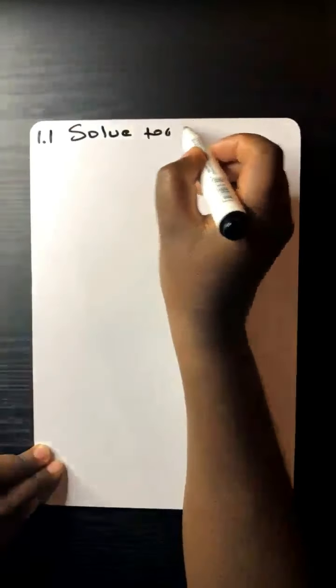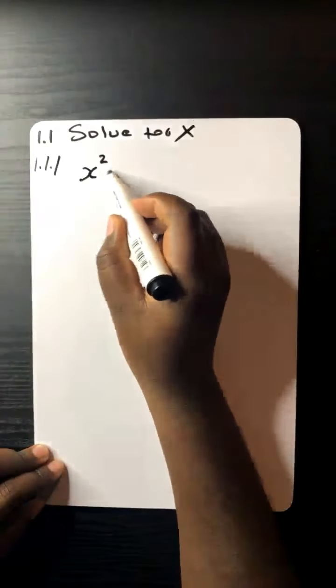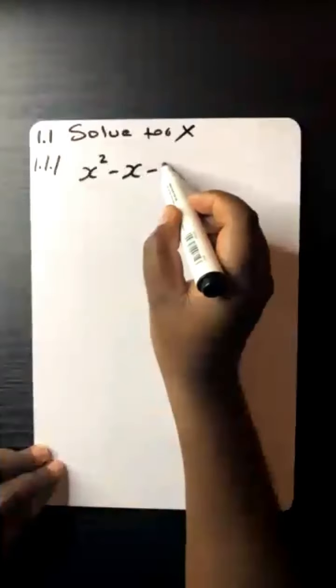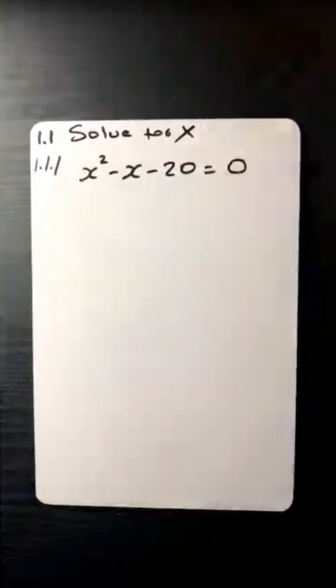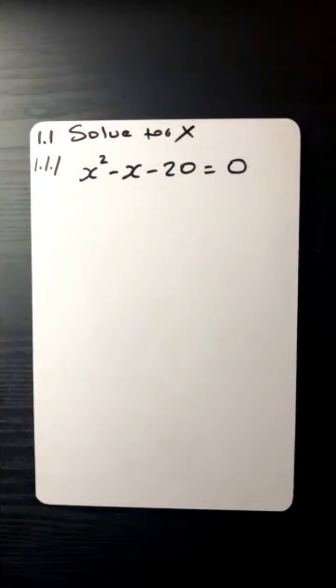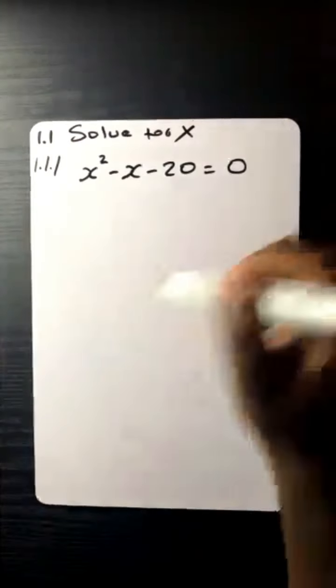So obviously, question 1.1, it's solve for x. Now question 1.1.1, it's x squared minus x minus 20, and this is equated to 0. So guys, are we still together up to this far? Yes, sir. Okay, great.